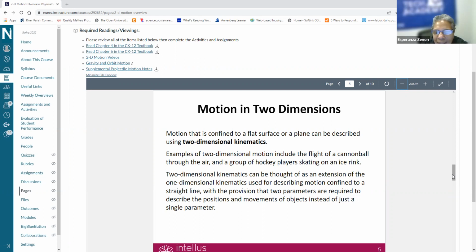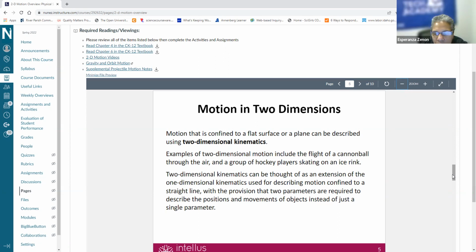They give an example like the flight of a cannonball through the air. I like to visualize a baseball being hit like a pop fly to center field or something like that, right? That kind of motion is an example of 2D motion. And it says here, hockey players skating on an ice rink. Well, the ice rink is flat, so if they're moving on the ice rink, then their motion is confined to 2 dimensions, right?